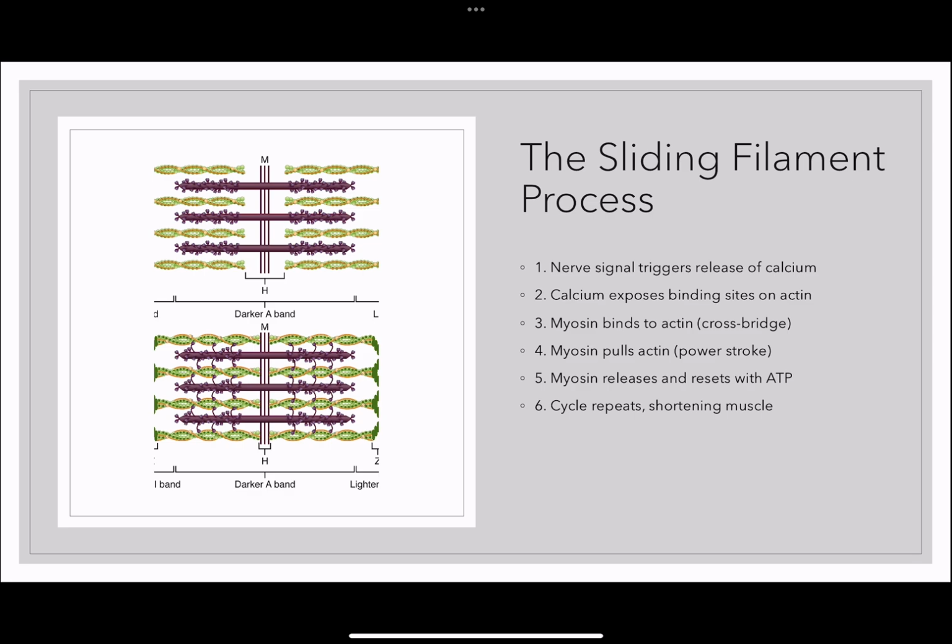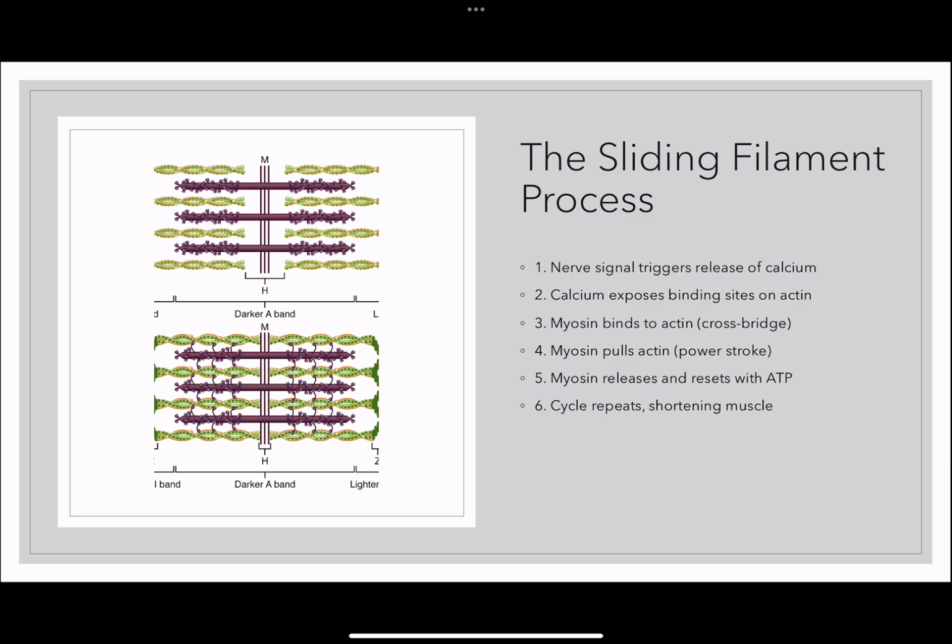Next, we have myosin releases and resets with ATP. After the power stroke, a new ATP molecule binds to the myosin head, and this binding causes the myosin head to detach from the actin filaments. The ATP is then hydrolyzed into ADP and Pi by myosin ATPase, which provides the energy to recock the myosin head back into its high energy position.